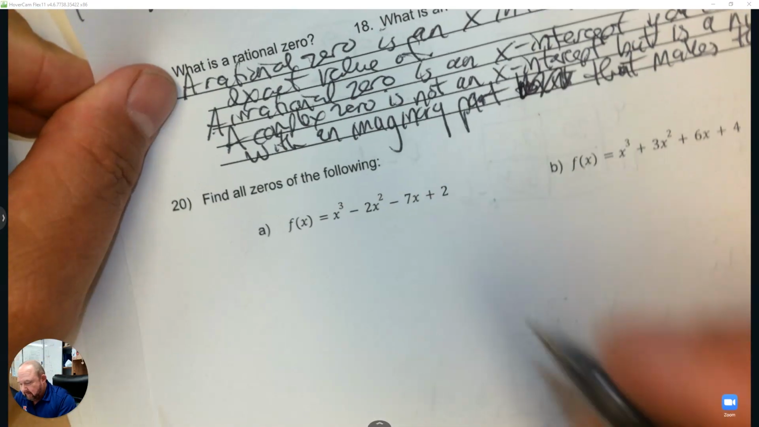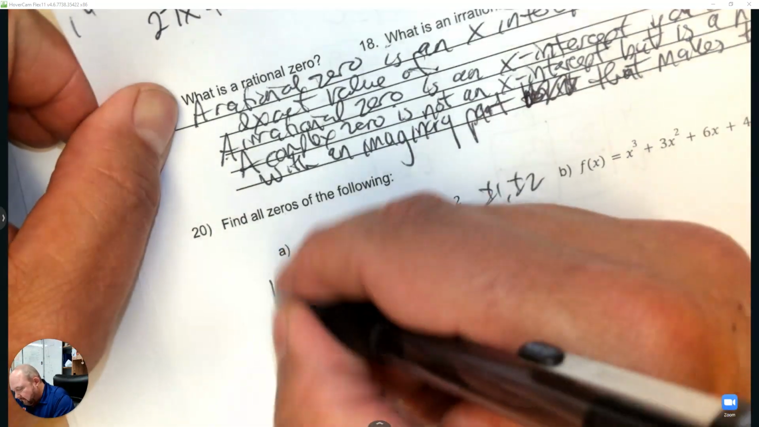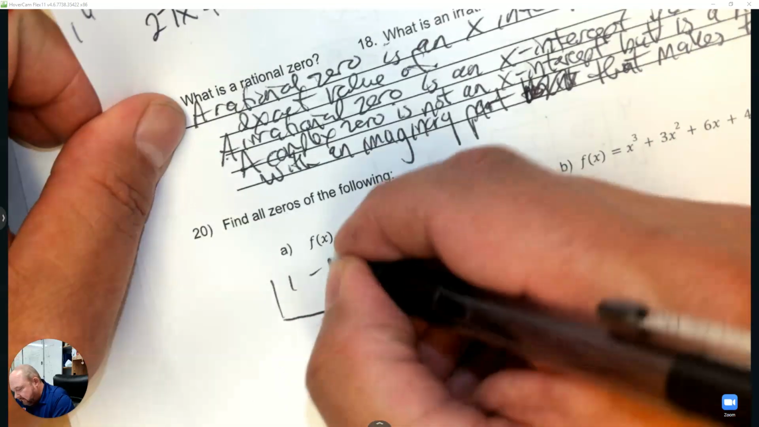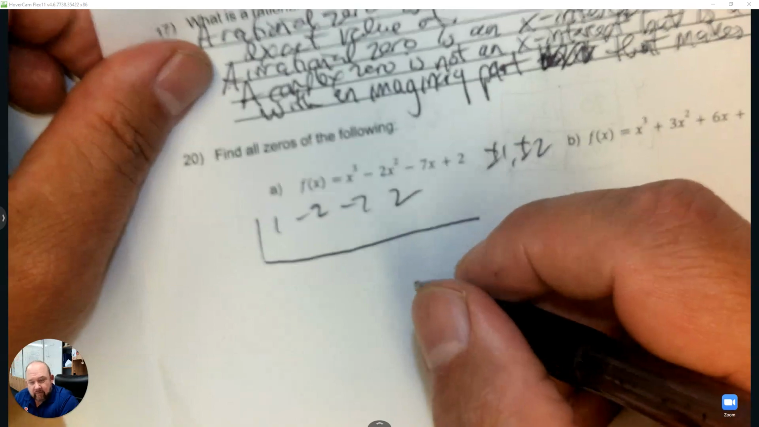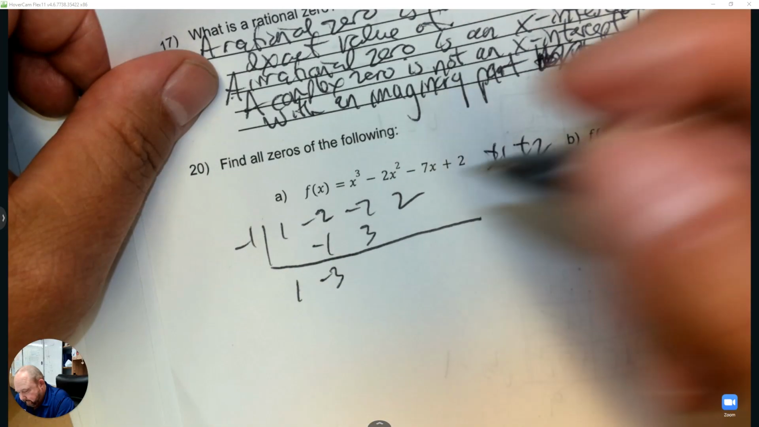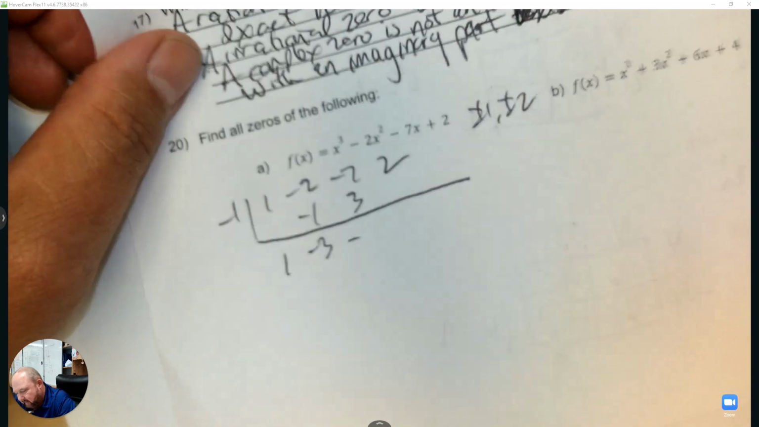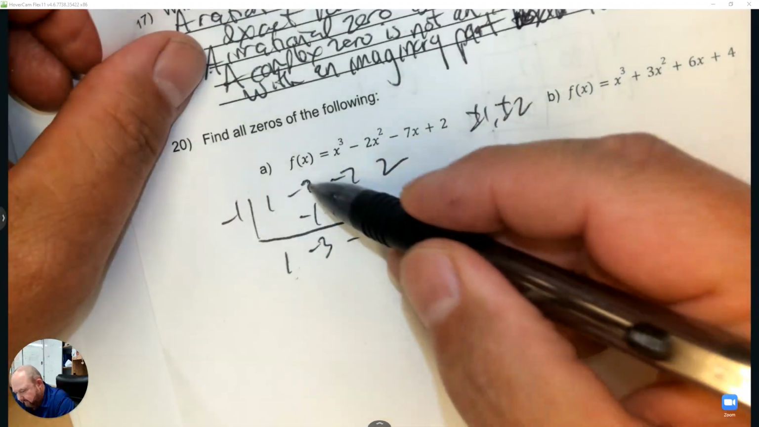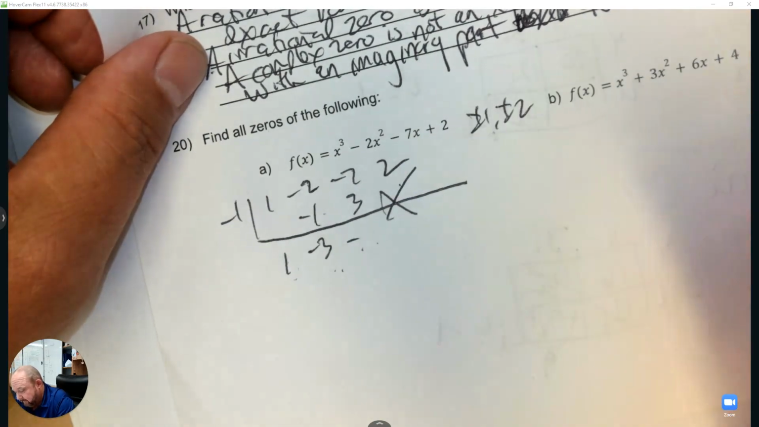All right, last part, can you find the zeros here? So we're going to create a list. We're going to go fishing and see if we can find one. I'm going to try -1. No, -1 doesn't work. Right? Did I do that right? As soon as I know it doesn't work, then I'm moving on.